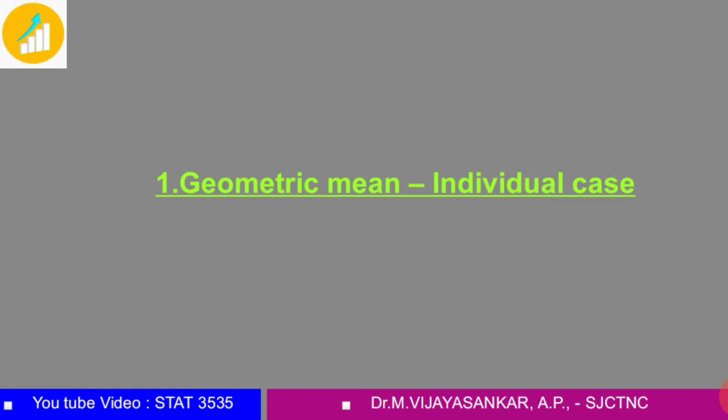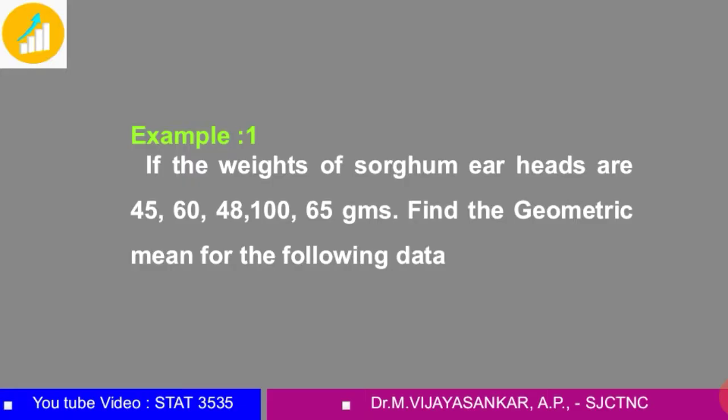Now we are going to discuss how to calculate geometric mean for individual case data. Example: the weights of the sorghum ear heads are 45, 60, 48, 100, 65 grams. They are asking us to find the geometric mean for this data. Now we are going to use this data to find the geometric mean.